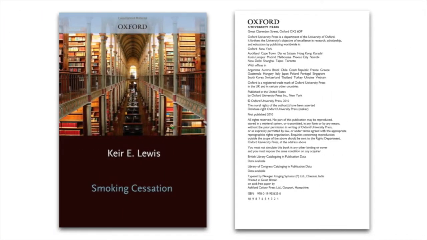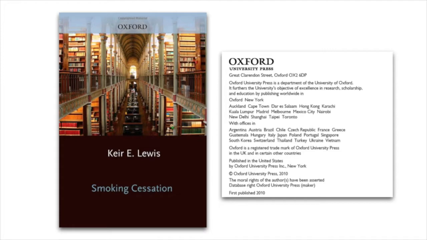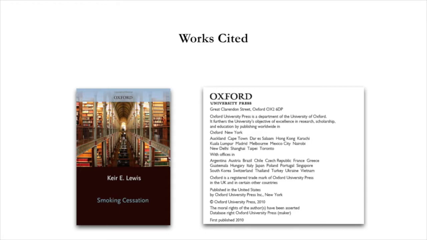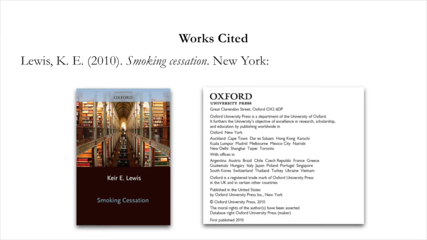In order to properly cite the book Smoking Cessation, we'll need to find the author, year of publication, title, location, and publisher. This is an example of how it's cited out. Write the author's last name, comma, and author initials. Place the year of publication in parentheses. Put the title of the book in italics, capitalizing only the first word, followed by a full stop. Put the location, a colon, and publisher, followed by a full stop.